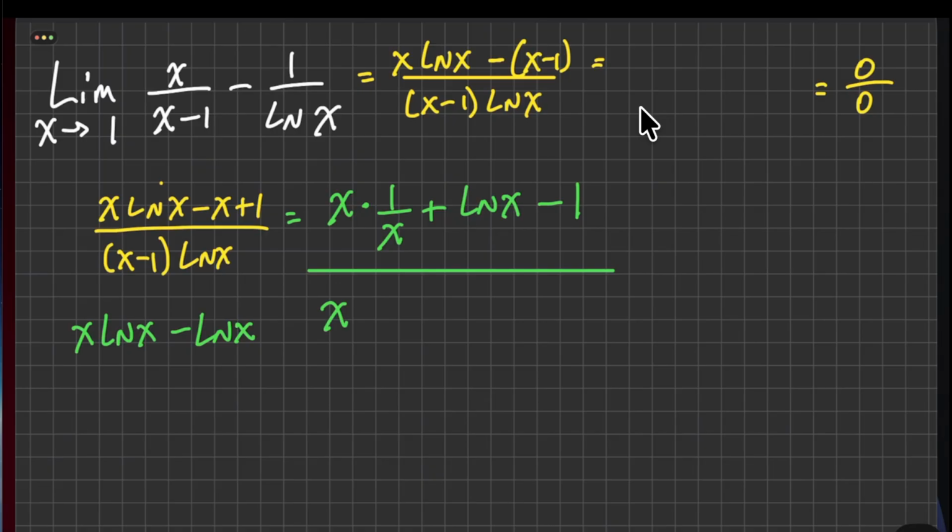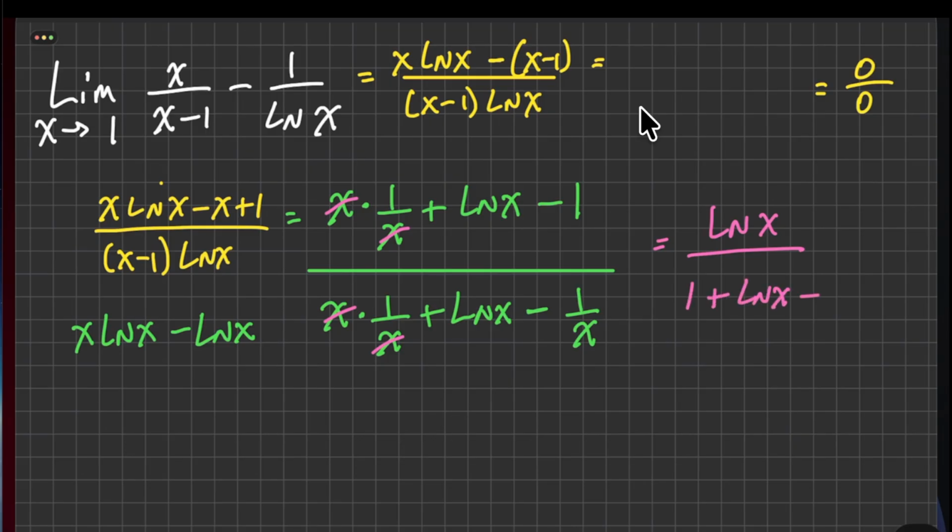So if we take the derivative of that, first we're going to get exactly what we had on the top to start. And then we're going to have minus 1 over x. Okay, so we can cross these out, and we're going to end up with natural log of x up top, because 1 minus 1 is 0. On the bottom, we're going to have 1 plus ln of x minus 1 over x. Okay, can't really do much with this, folks.